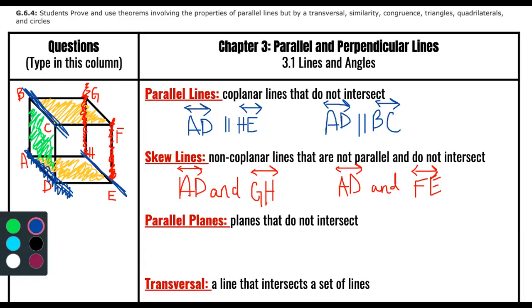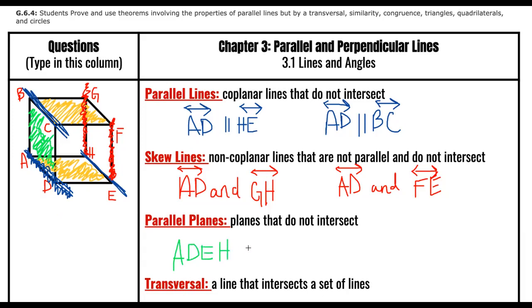So let's write those answers down here for parallel planes. Let's take the bottom plane, which is A, D, E, H, is parallel to the top plane, which is B, C, F, and G. Okay? So those are your first three vocabulary words of the lesson. We're going to move on and talk about transversals and the angles they create.